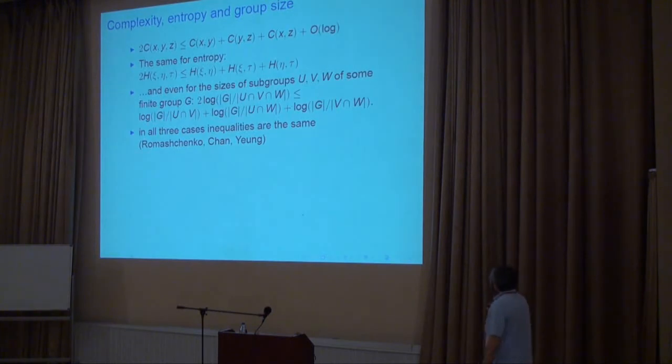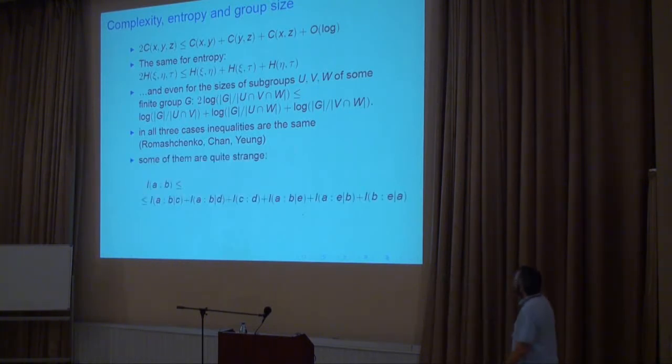And actually, the general statement is that for Kolmogorov complexity, for Shannon entropy, and for group sizes, the inequalities are the same. Andrei Romashchenko has shown that for Kolmogorov complexity and Shannon entropy, the linear inequalities are exactly the same. And later, two people from Hong Kong, who didn't know much about Kolmogorov complexity and just worked with Shannon entropy, proved that the same inequalities hold for groups.